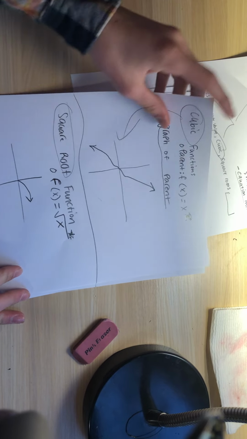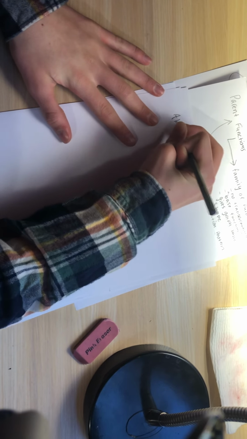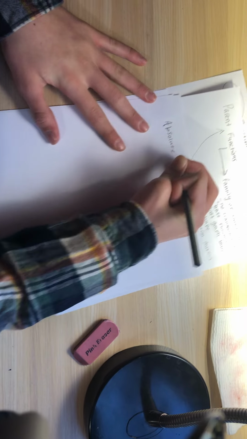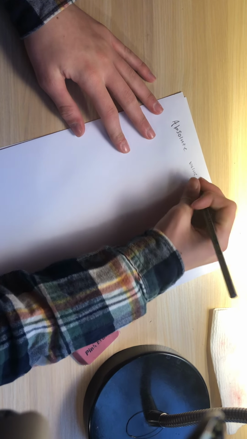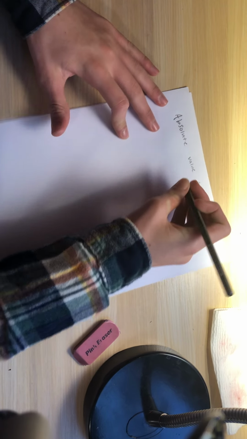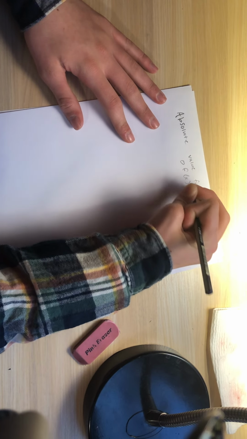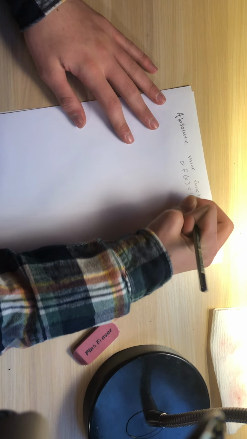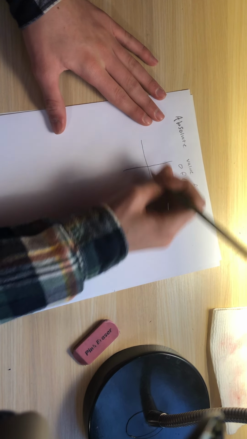And now I'll show the absolute value function. So the parent function is f(x) equals the absolute value of x. And then the graph of the parent looks like this.